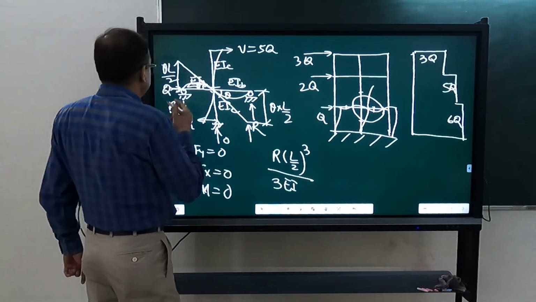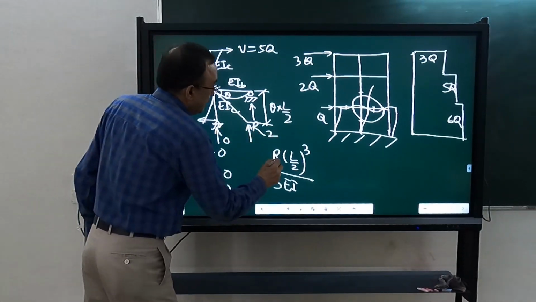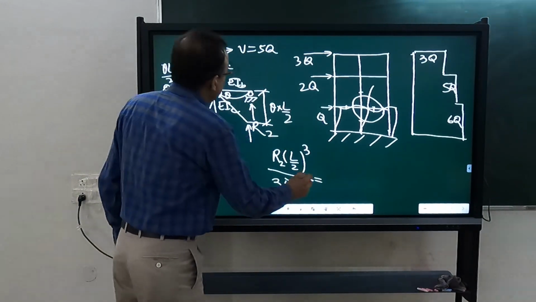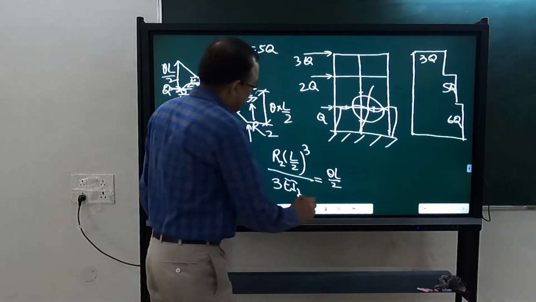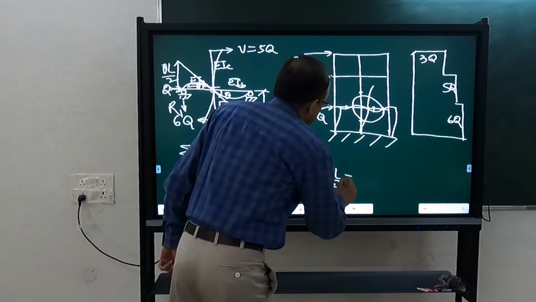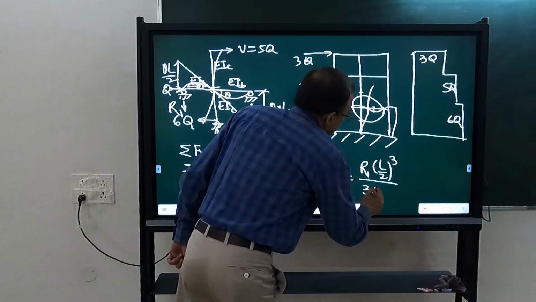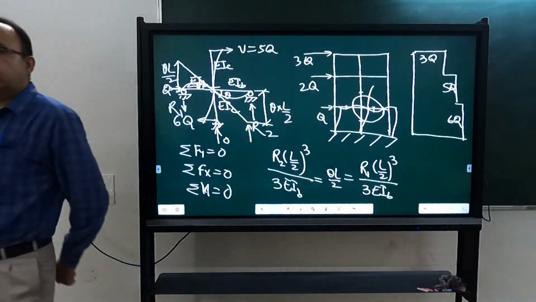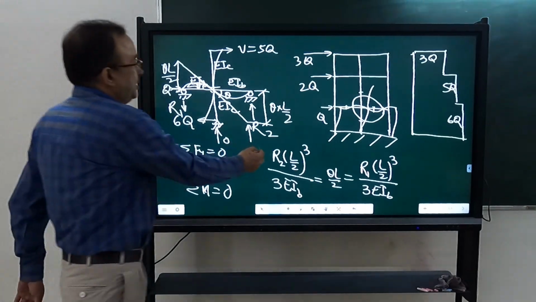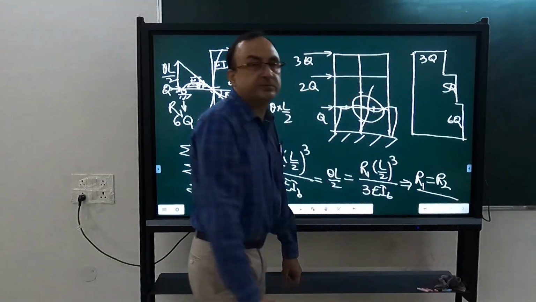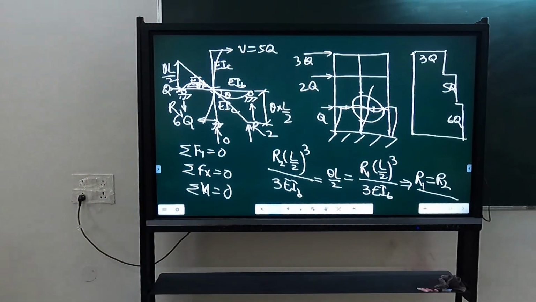Let me say that these R are different. This is R1, this is R2. So R2 into (L by 2) whole cube over 3EIB is equal to theta L by 2. Agree? And that is also equal to R1 into (L by 2) whole cube over 3EIB. Isn't it? So from here we will get that R1 and R2 are equal and opposite. It is coming from compatibility.